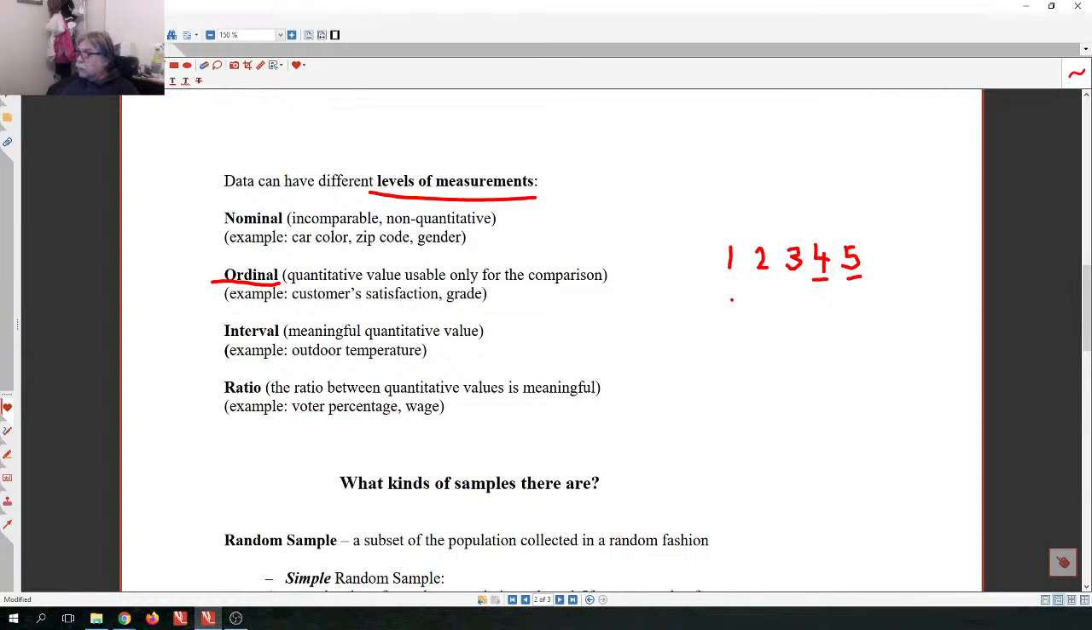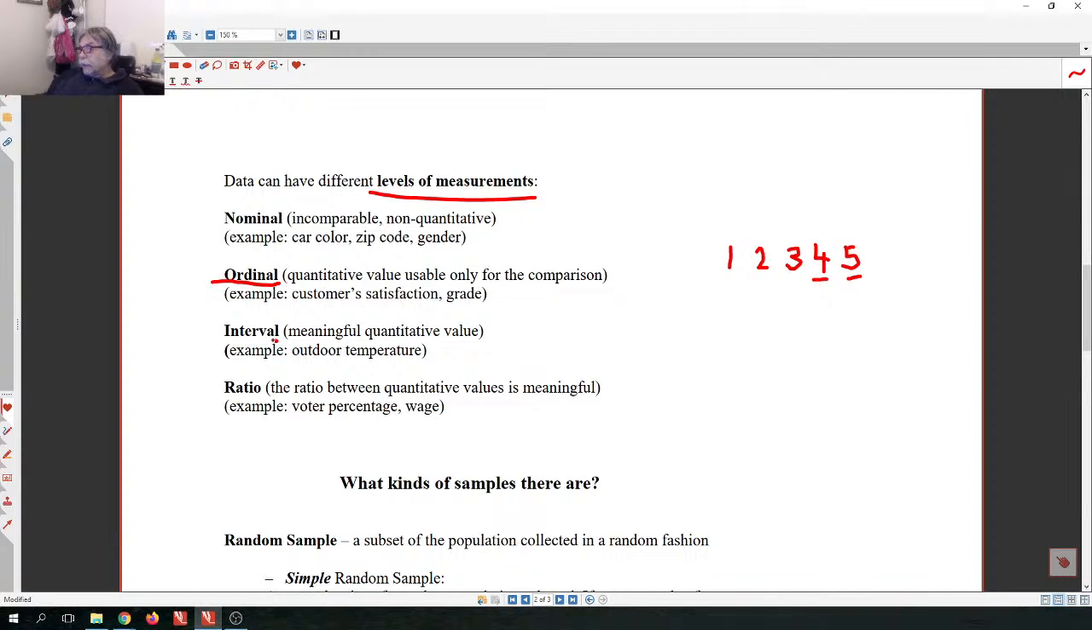So I might as well also use non-numerical values, A, B, C, D, and E, or I could use a different numerical value, 10, 20, 30, 40, and 50, and sometimes people do that. Again, the numbers are only comparable. The numerical value itself doesn't mean anything. For example, if you think about it, what would 5 represent as an excellent service? You could not come up with anything about it. You could just say, well, it's better than 4.